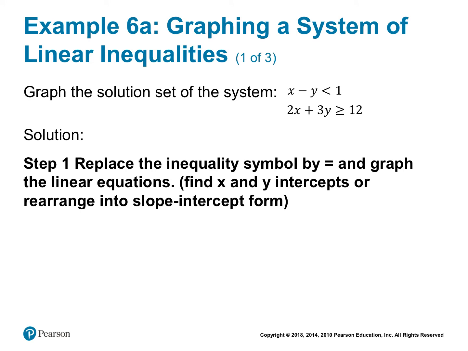Okay, so this time we're going to have two inequalities that we have to graph together and then see where the shaded areas intersect. So step one is to replace the inequality symbol with an equal sign and graph both of them. And again, you could do this by finding x and y intercepts or rearrange into slope-intercept form. So I'll do the x and y intercept method. So we'll change the first one to an equal sign, change the second one to an equal sign so that we can create a graph for them.